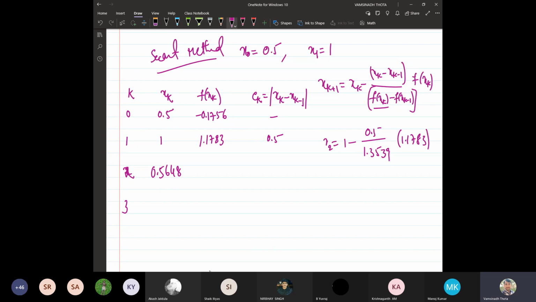Abhinav said minus 0.0065. So what you can see, the error is here, x2 minus x1. Here you need to find out the error e2. Yeah, Sharon, that is 0.0646.